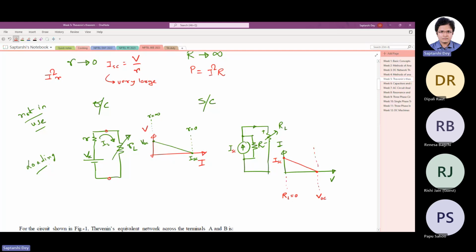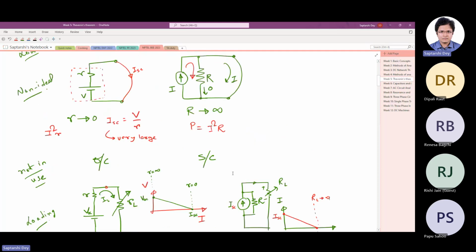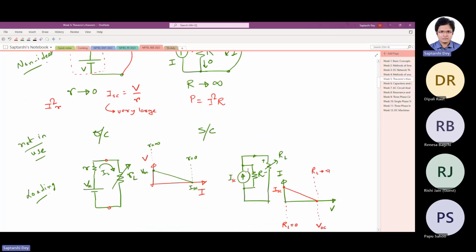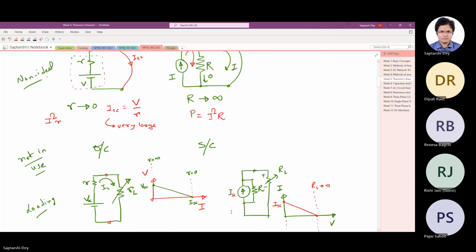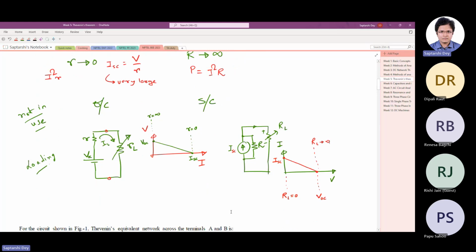And this corresponds to RL tending to infinity. So this is the reason why we say that you can never open circuit a current source and you can never short circuit a voltage source, and this is how they work. Now tell me your doubts. Is the whole thing clear?